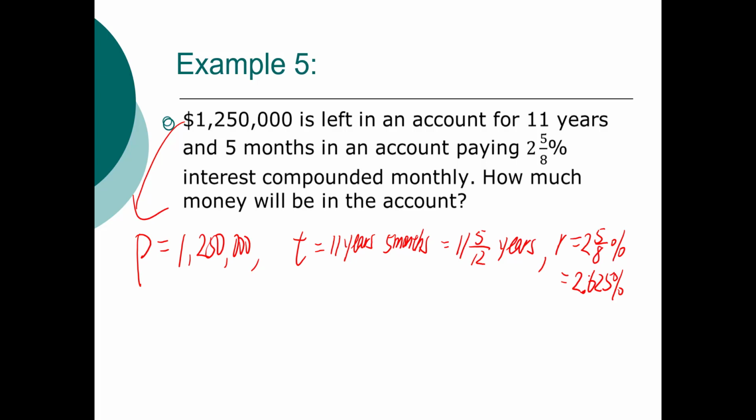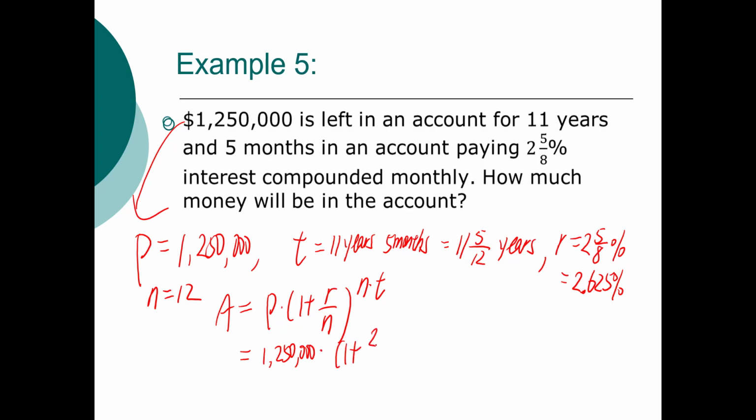Compounding monthly, so that means the number of compounding periods is 12 per year. So now again, we apply the ending balance formula: ending balance equals principal times (1 plus interest rate over number of compounding periods n) raised to n times t. So here we have 1,250,000 multiplied by 1 plus the rate, 2.625% over 12, and raised to 11 and 5 over 12 times 12.